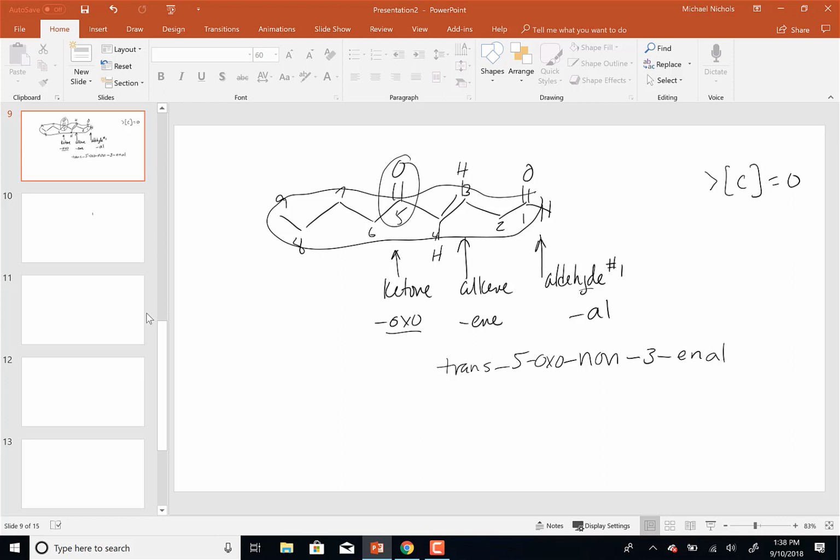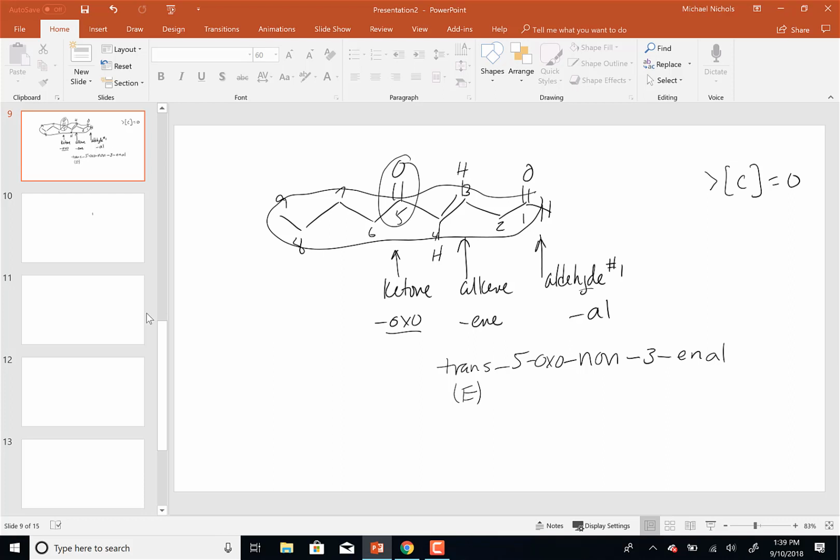Do you use E and Z all the time? Yes, you could use E and Z all the time, so you could call this trans, or you could also call this E. You have to use E or Z when there are three non-hydrogen groups attached to a double bond. Once there are three non-hydrogen groups, it's got to be E or Z, so you have to put cis or trans, or E or Z, in front.